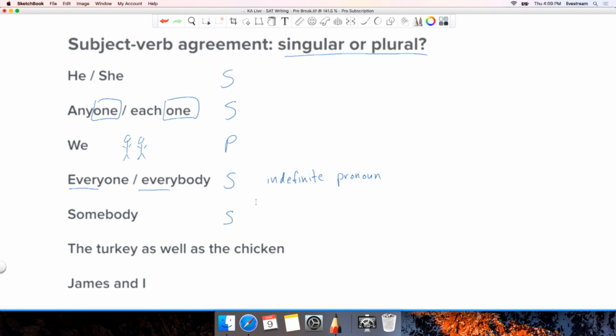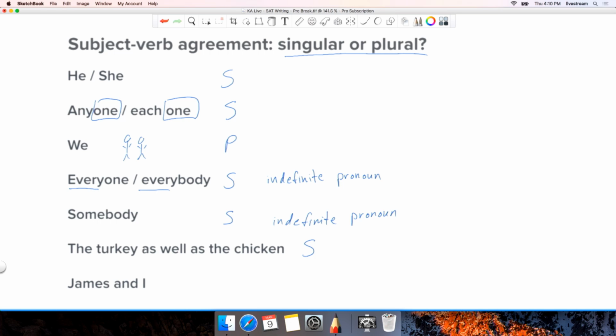Somebody is again singular, so it's the same situation as above, and it's also an indefinite pronoun, so you'll want to remember that when you're on the SAT. Now, what about the turkey as well as the chicken? Is that singular or plural? This one is also singular.